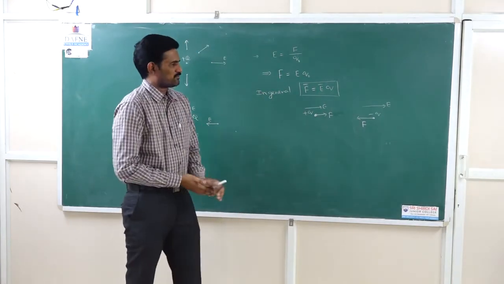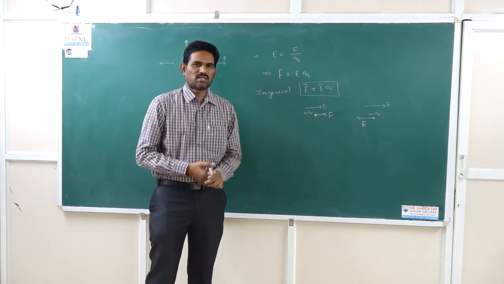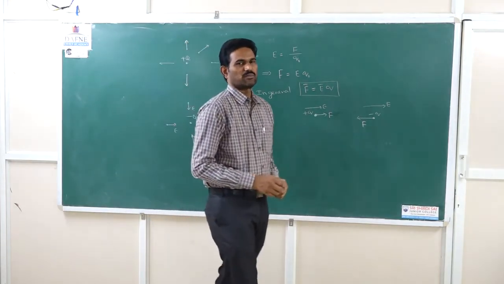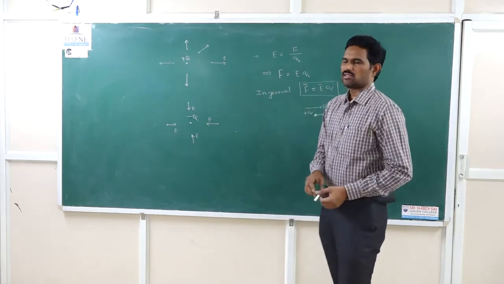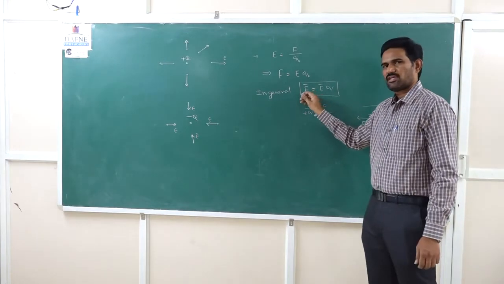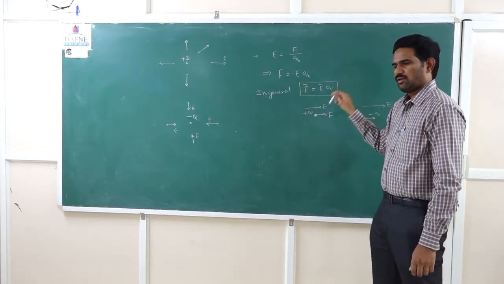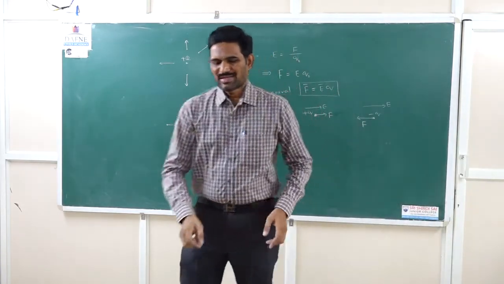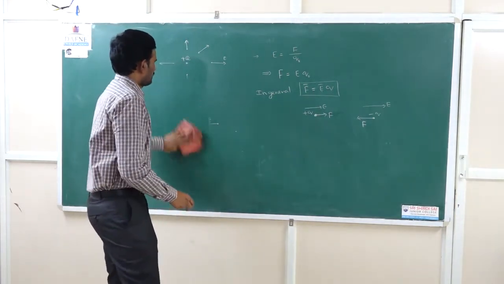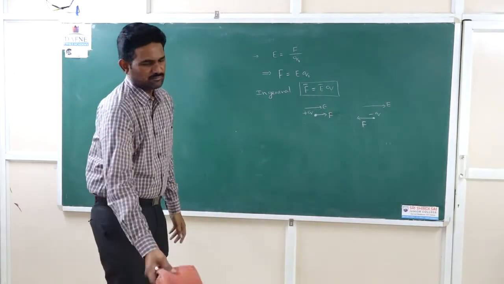So note down that when a charged particle of charge q is placed in an electric field of intensity E, the force acting on the particle is given by F bar is equal to E bar into Q. The direction of this force is in the direction of the electric field.